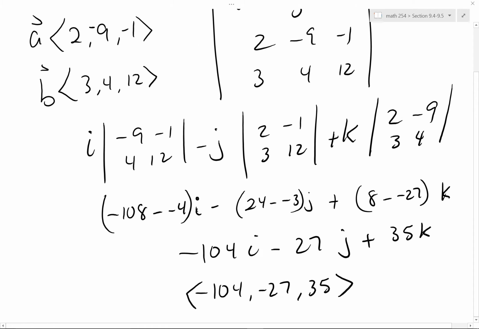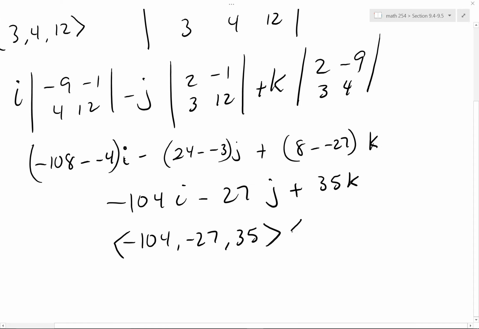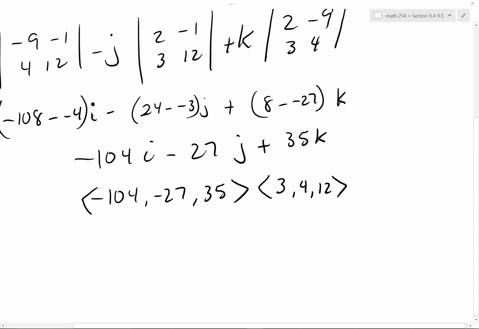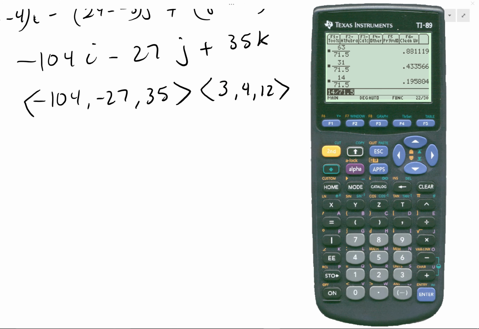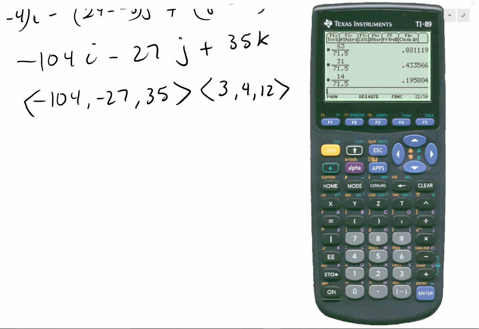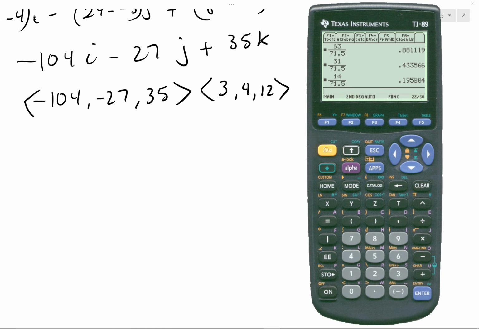Now, again, you could check to see if it kills one of those other two. So I'm just going to do 3, 4, 12, I think. But you know what? This feels like a job for the calculator. It's kind of a cool deal. This calculator will do something that really helps us out a little bit. These little square brackets right here. Negative 104, comma, negative 27, comma, 35, bracket. And then if you hit the store key above on, store alpha A. So I'm going to store this vector as vector A.